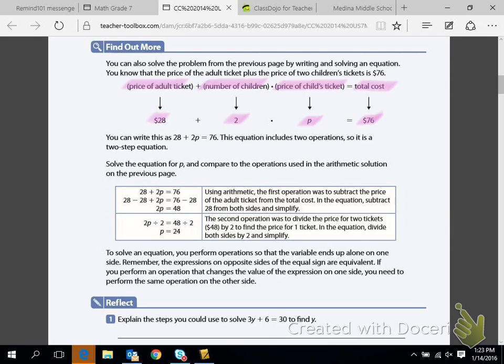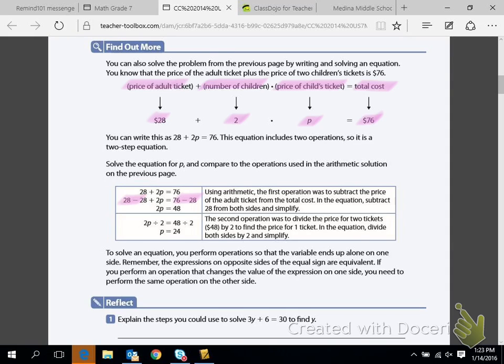This equation includes 2 operations, so it's called a two-step equation. We want to solve the equation for P and compare to operations used in the arithmetic solution on the previous page. It says using arithmetic, the first operation was to subtract the price of the adult ticket from the total cost. That is what we did here. In the equation, you have to subtract 28 from both sides and simplify.